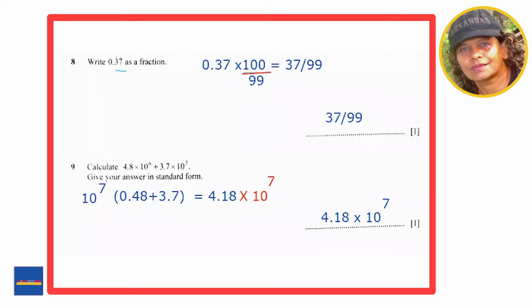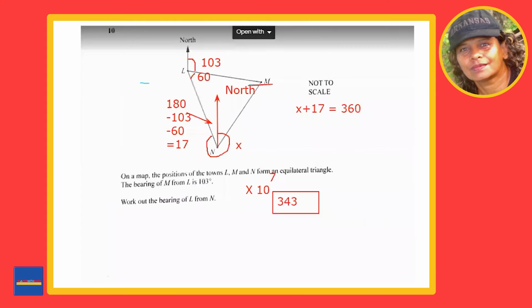Then moving on to the next question, that is question 10. Here we have, on a map, the positions L, M, and N form an equilateral triangle. They say, work out the bearing of M from L is 103, and we have highlighted that here. Work out the bearing of L from N.